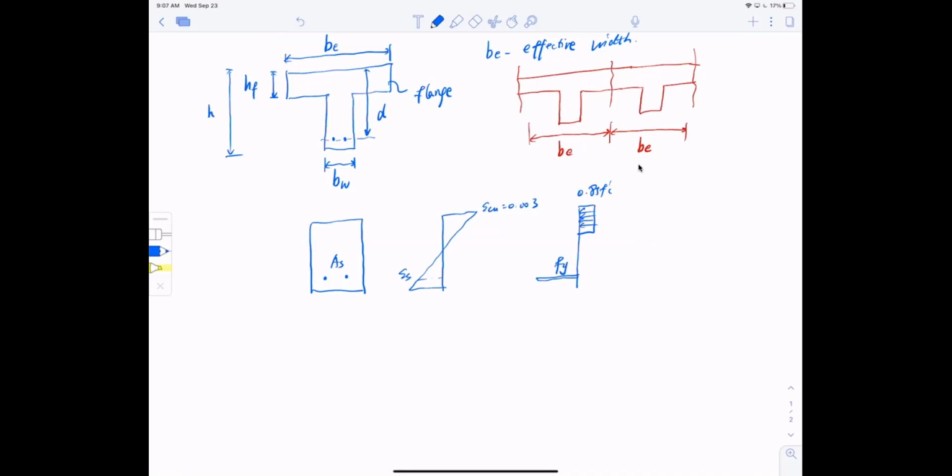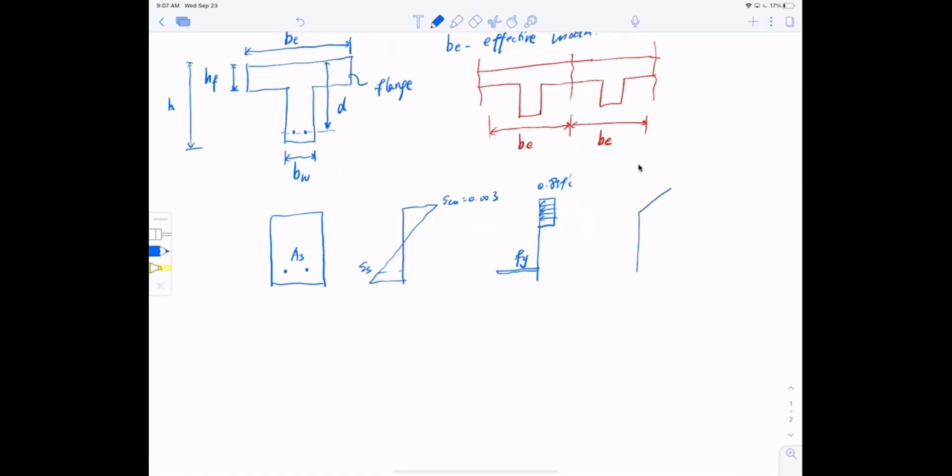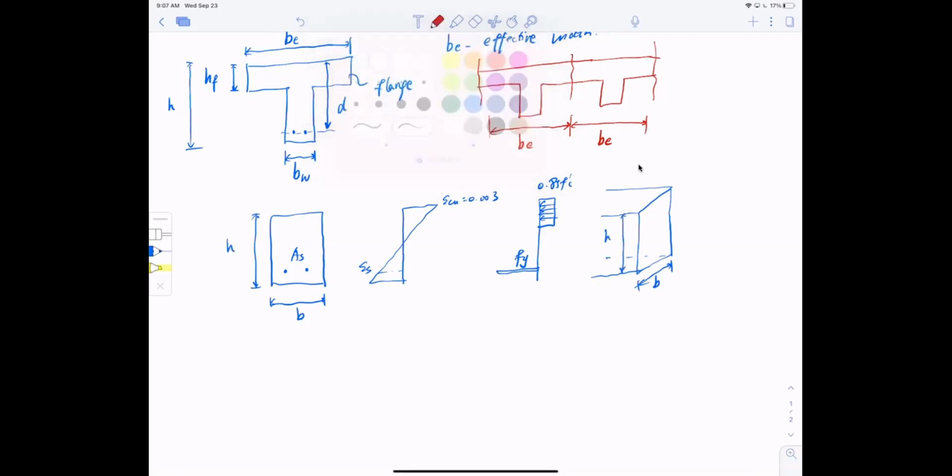This is always what we have shown so far, but let's take a look at the 3D view. From the side, I have a section that looks like this. That is the rectangular section, and this is the B width. Keep in mind this is the height. If I use red to draw the stress distribution, you see that it is more like a volume. And this distance here is 0.85 f'c. It's like a volume.